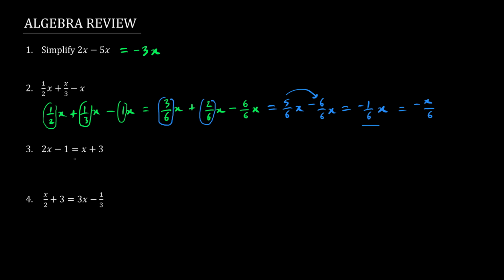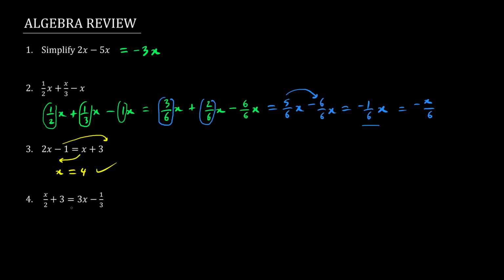Question number 3. Let's try gathering our x's. We're going to throw this x over, making it a negative x. So 2x minus x is just x. And we're going to throw the negative 1 over to the right, making it a positive 1. 3 plus 1 is 4.